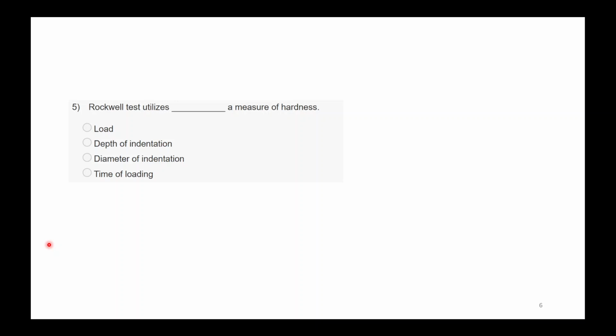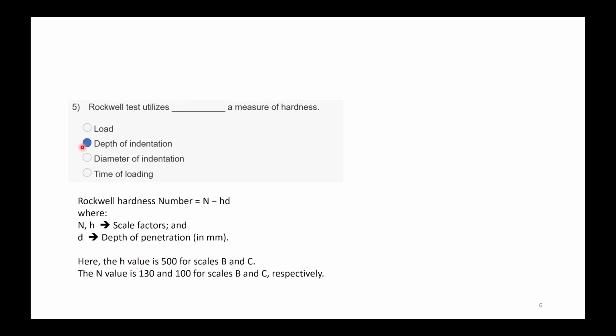Fifth question is, Rockwell test utilizes blank as a measure of hardness. Your options are load, depth of indentation, diameter of indentation, and time of loading. Load and time of loading are fixed according to whichever scale you take, and depth of indentation is the measure of hardness. This is the formula that is used in the Rockwell hardness number: N minus HD. Here H and N are scale factors.